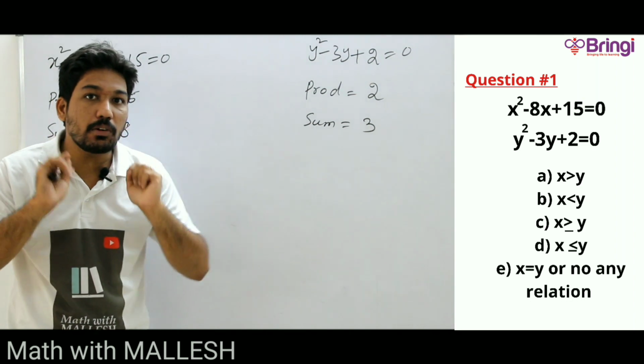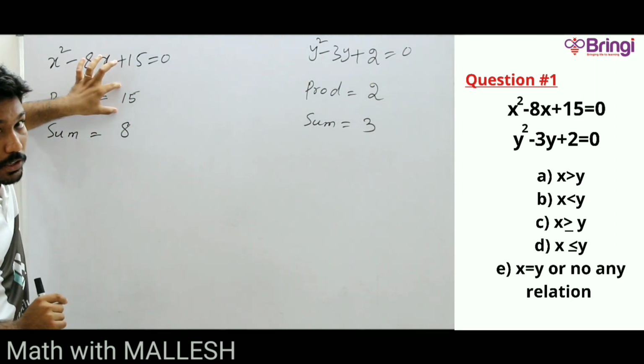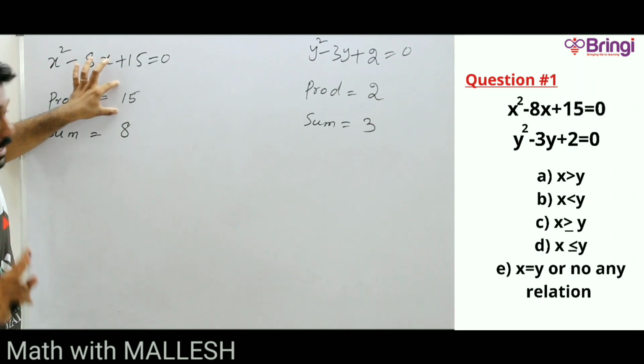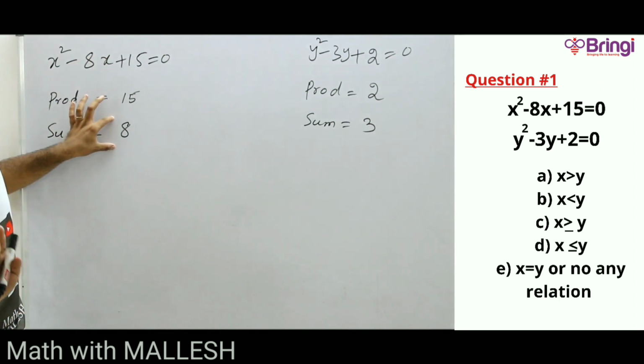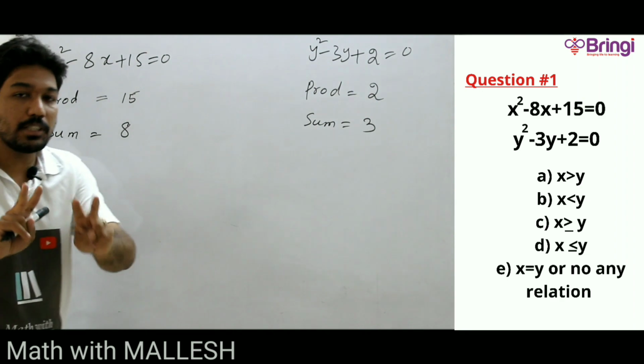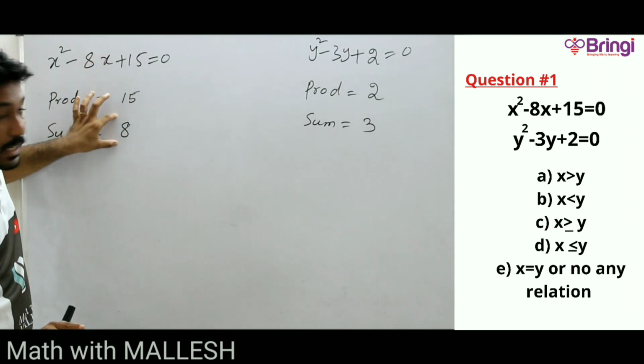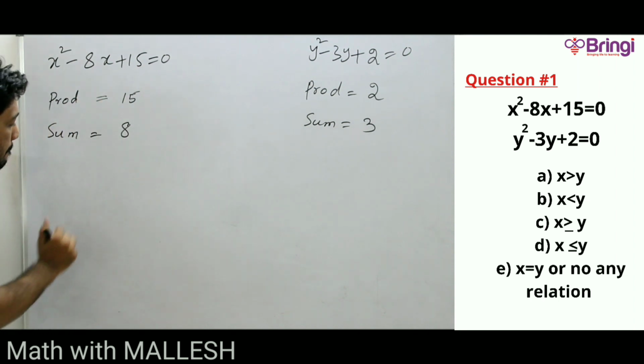Imagine two numbers. Two numbers you have to imagine. Their product should be 15, sum should be 8. We assume 2 numbers, so their product should come as 15 and sum should come as 8.